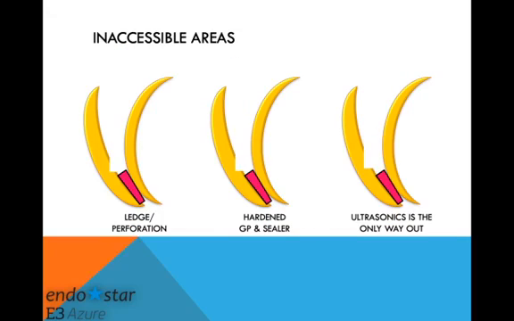Coming to the last section of our webinar, that is treating inaccessible areas. Now, we come across a few situations in retreatment where the coronal third and the middle third gutta percha came out maybe as easily as it could.